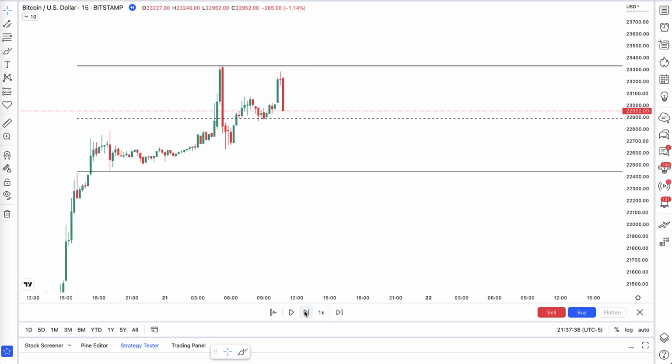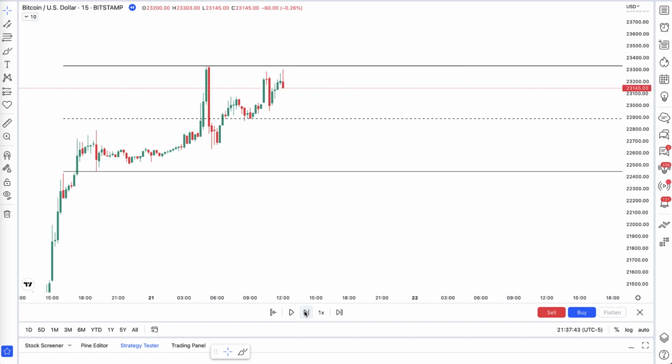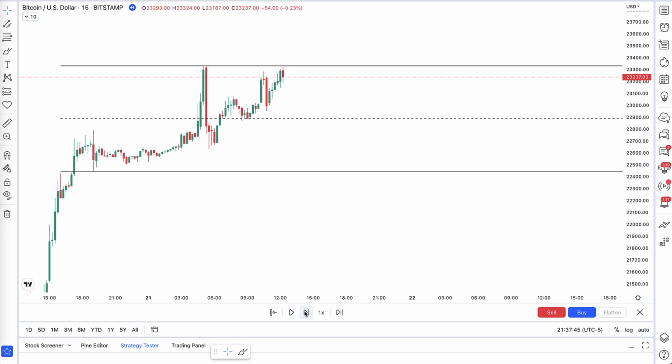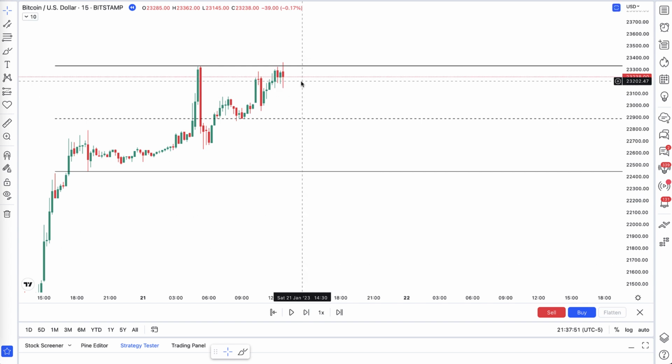Let's see what happens over here. It still has not swept the high or the low. We're not doing anything yet. Okay, we let it develop. At this point, our alert probably went off, but still we do not have a sweep yet. Okay, so now this is interesting. Now we got a sweep and we pulled back over here.